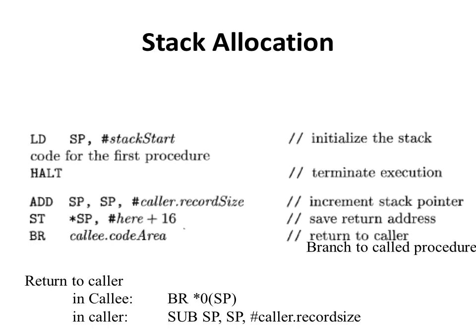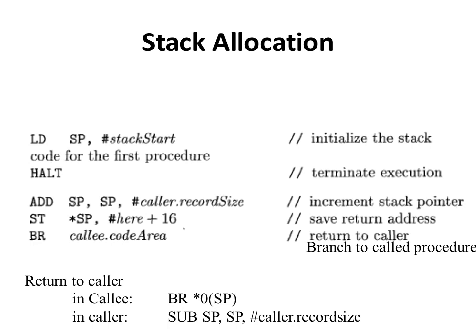Stack allocation, here how the stack is allocated. LD means load instruction. SP means stack pointer. Stack start, so it is initialized. The stack pointer is initialized to the starting of the stack. This is nothing but initializing the stack. Then code for the first procedure, then halt, ADD SP, #caller.recordsize. This instruction is for incrementing the stack pointer, and the next instruction is ST.